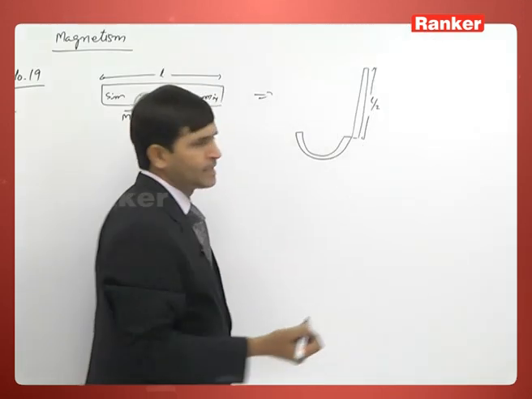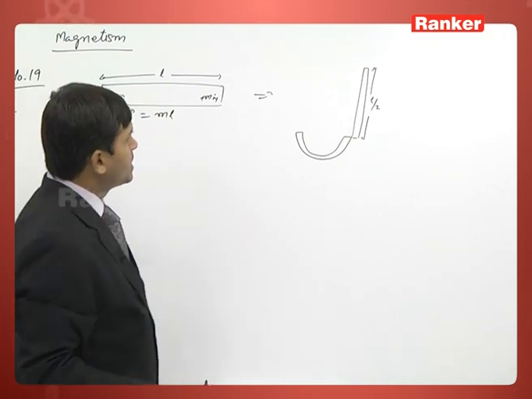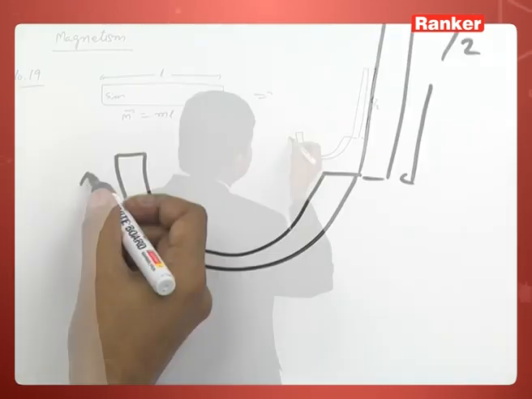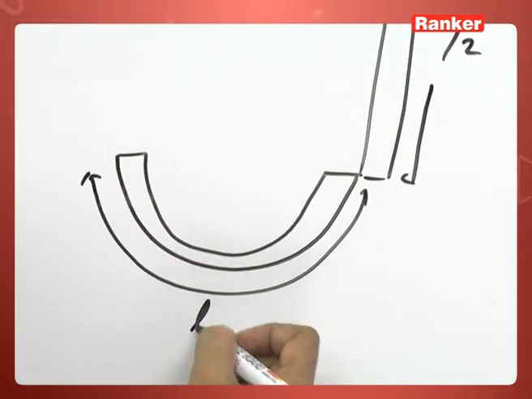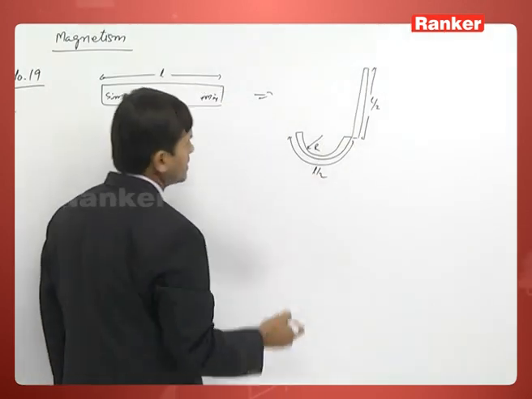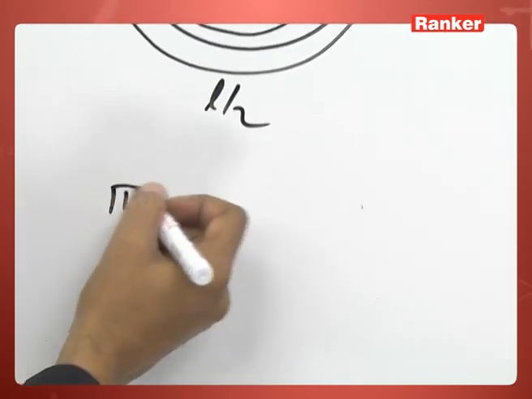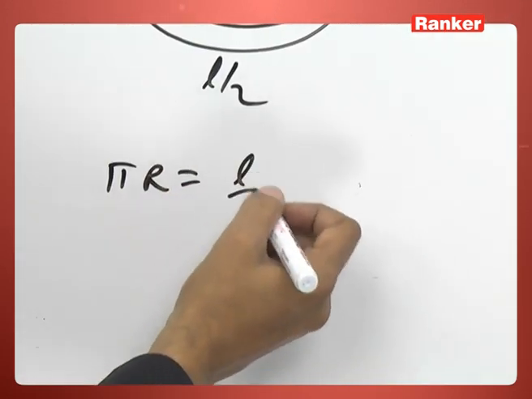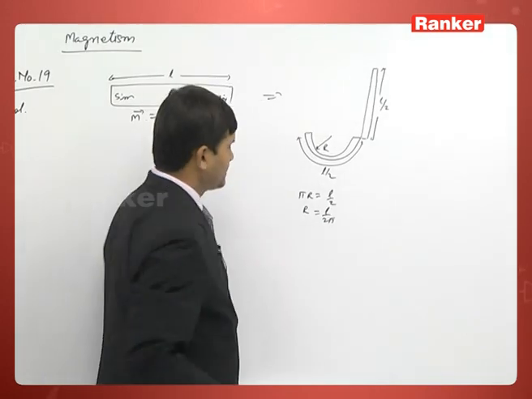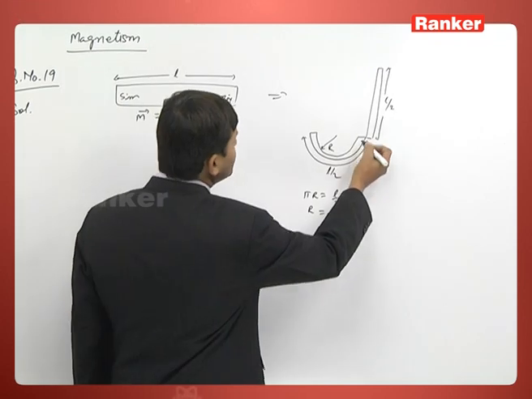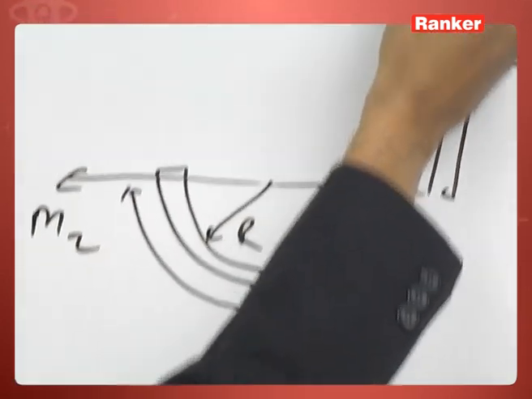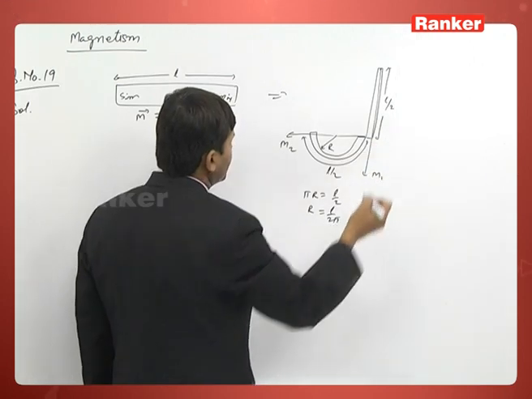and another has been made semicircular like this. So if we are talking about this part and this part, this is the length here L by 2 and the radius of this, here, let it be R. So pi R is equal to your L by 2. So radius R is your L by 2 pi. So magnetic moment here, this is the one magnetic moment M2. This is one magnetic moment M1.